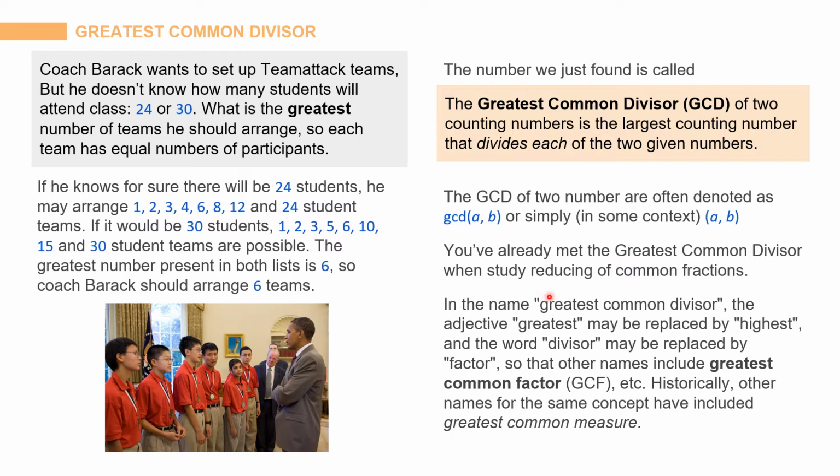In the name greatest common divisor, the adjective greatest may be replaced by highest, and the word divisor may be replaced by factor. So other names include greatest common factor. Historically, other names for the same concept have included greatest common measure. That's somewhat archaic, and you're not going to encounter that in modern books or problems.